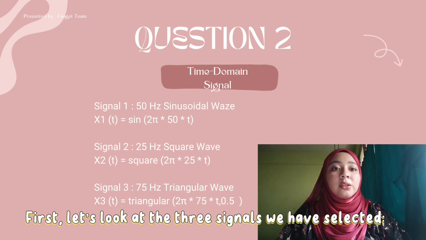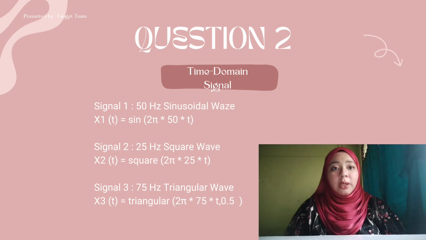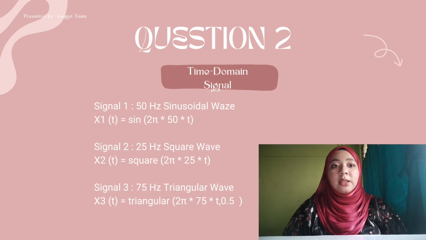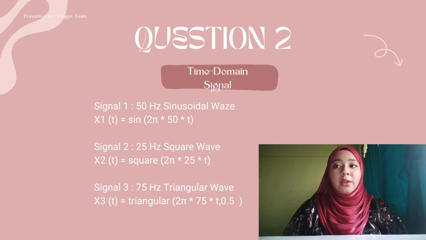First, let's look at the three signals we have selected. Signal 1 is a 50 Hz sinusoidal wave defined as x1 equals sin(2 pi times 50 times t). Signal 2 is a 25 Hz square wave defined as x2 equals square(2 pi times 25 times t). And signal 3 is a 75 Hz triangle wave defined as x3 equals sawtooth(2 pi times 75 times t, 0.5).